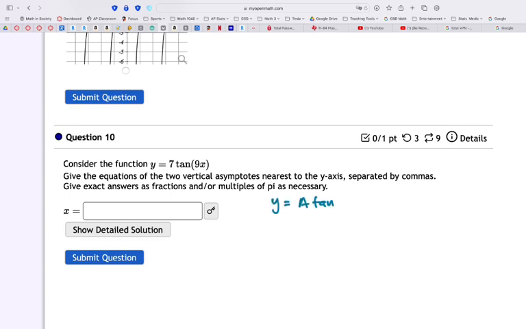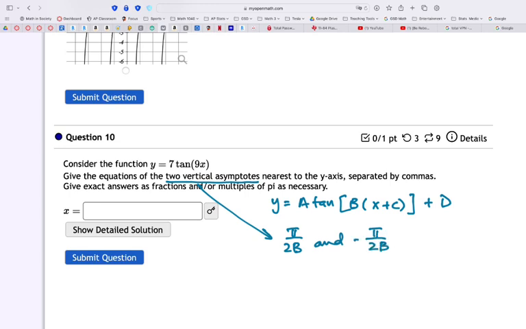So first things first, we write out the equation: y equals a tangent b, parenthesis x plus c, close parenthesis, plus d. Now a is your amplitude. B is what we need for our period. And then c is your phase shift. And then plus d, which is your midline. So the formula for this is actually pretty interesting. The two vertical asymptotes go as pi over 2b and negative pi over 2b. So one positive, one negative.